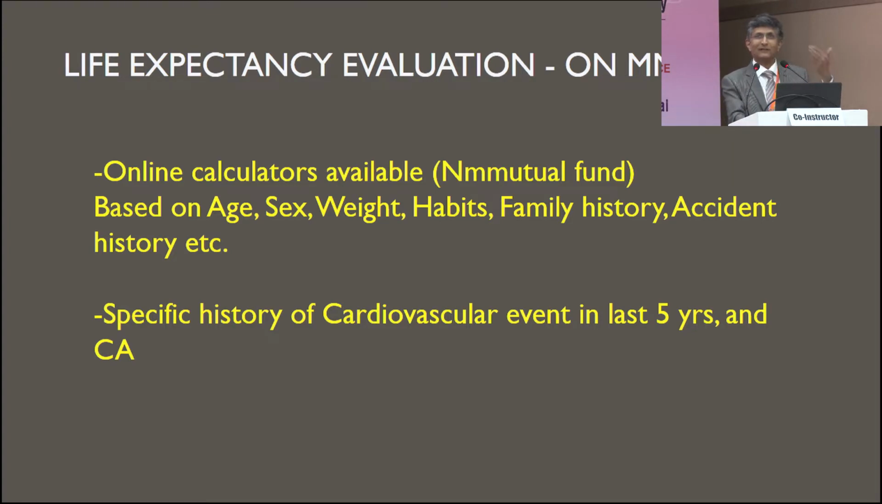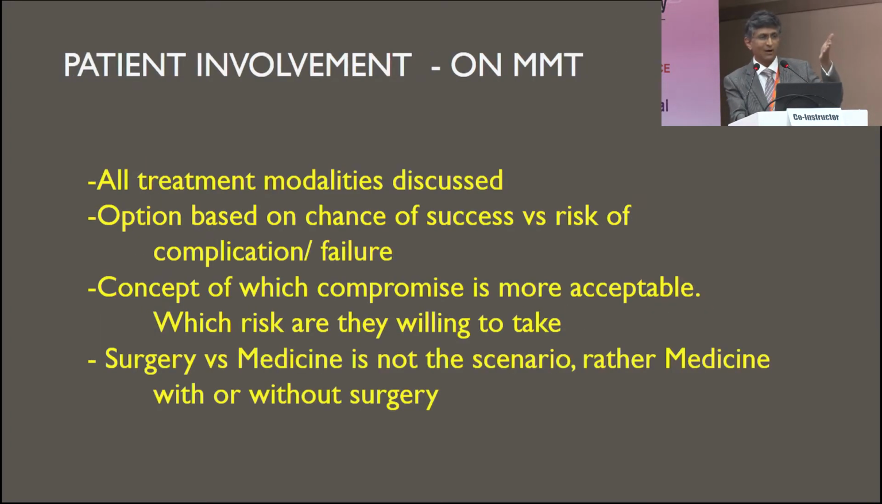So I just put it here because I think that there must be many people like me who don't know the answer to this question. How do we work out the age expectancy of a patient? But there is a scientific method to do that also. And specific cardiovascular history and history of malignancy in the last 5 years is a very important marker about the life expectancy of the patient. So when you are thinking about what to do to the patient, you have to have a rough idea what to expect, how long he is going to live.